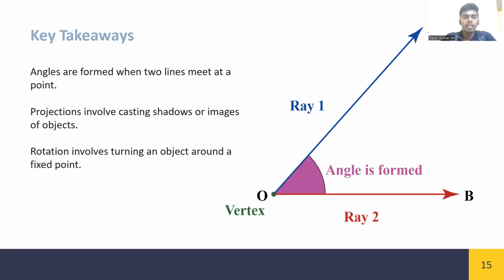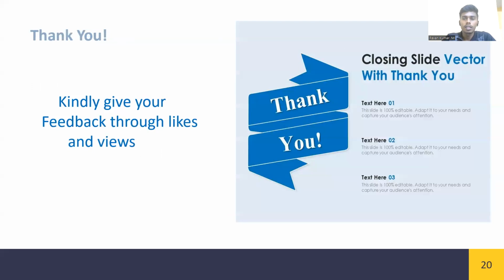Key takeaway points. Angles are formed when two lines meet at a point. Projections involve casting shadows or images of objects. Rotation involves turning an object around a fixed point.